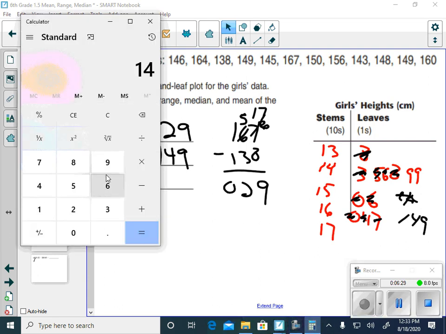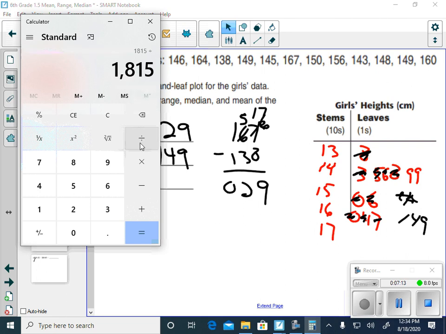We got 146 plus 164 plus 138 plus 149 plus 145 plus 167 plus 150 plus 156 plus 143 plus 148 plus 149 plus 160 equals, add them all up, 1, 2, 3, 4, 5, 6, 7, 8, 9, 10, 11, 12.